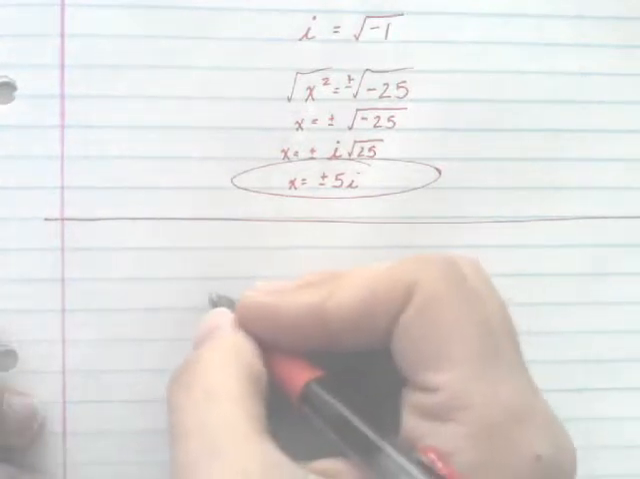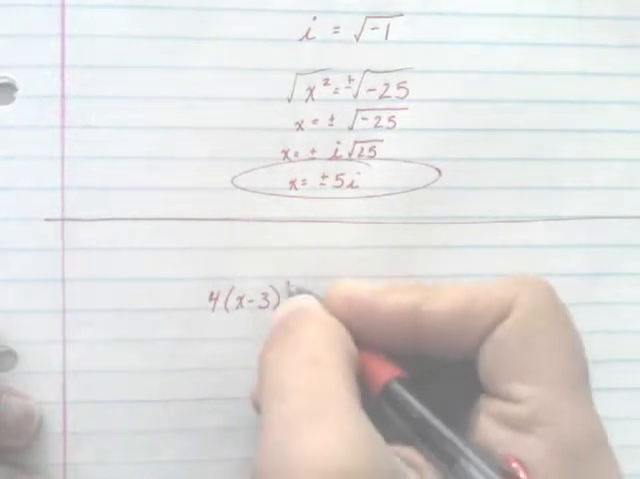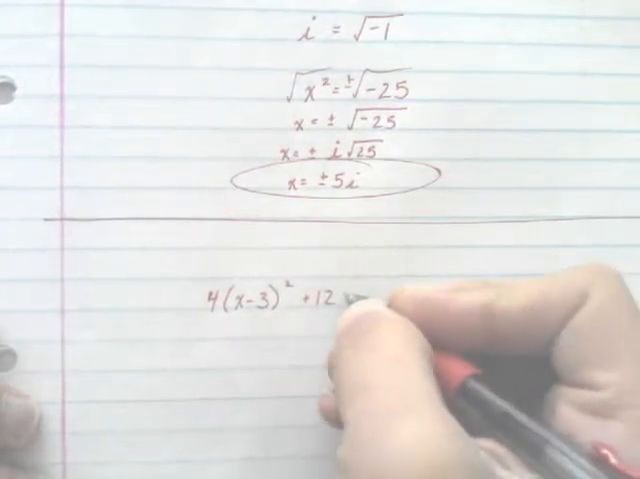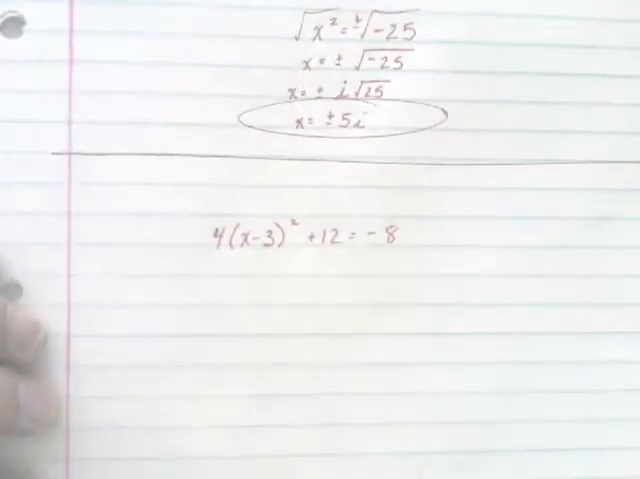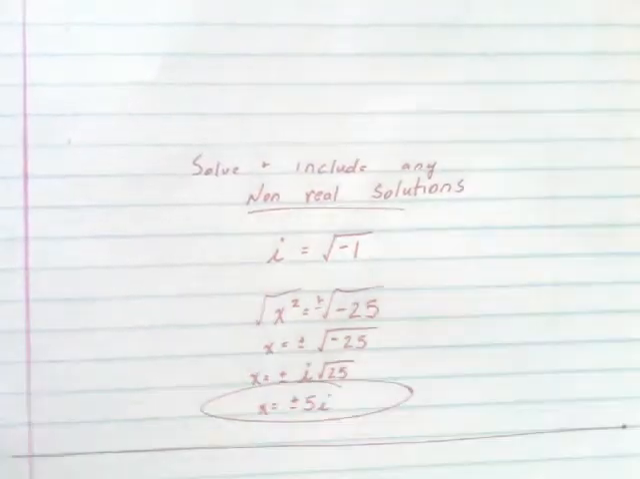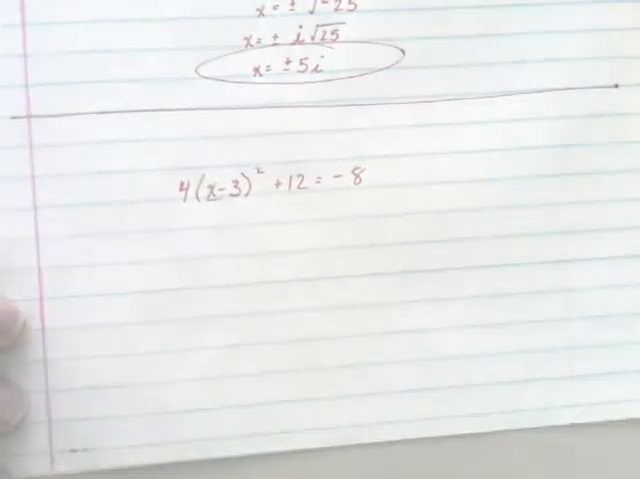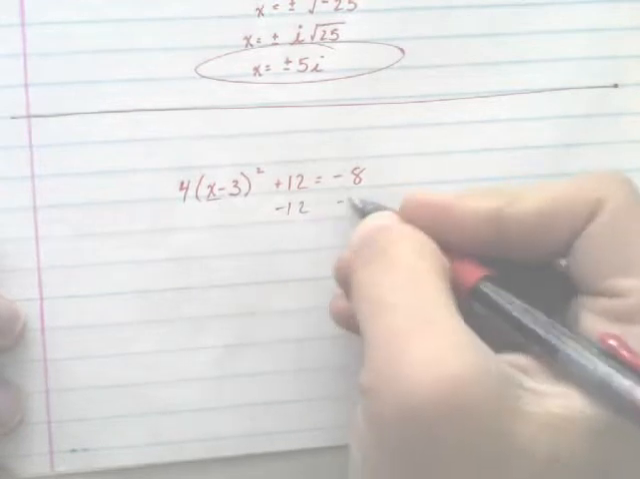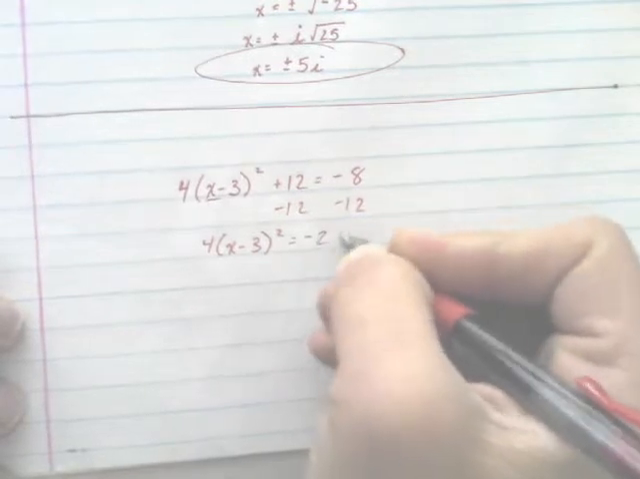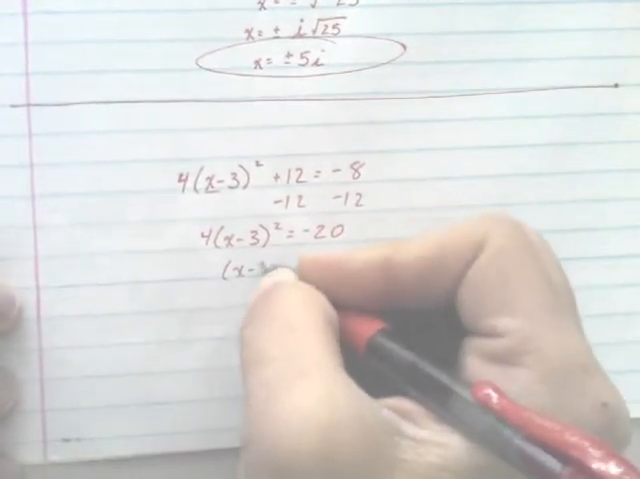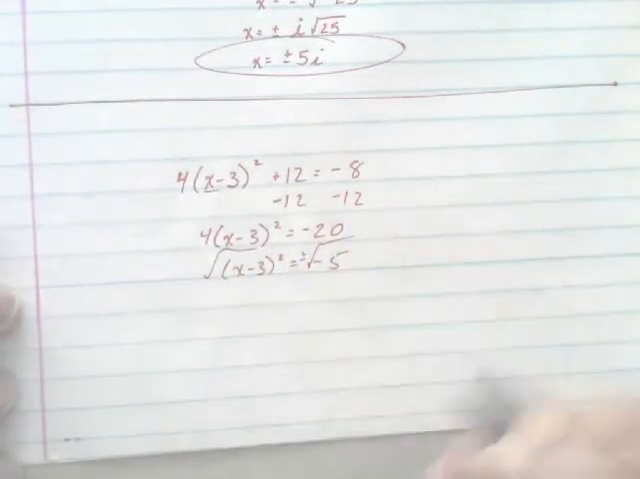So similarly, if I have an equation, say 4 times (x minus 3) squared plus 12 equals -8, now we're asking you to solve that equation and include any non-real solutions again. Because there's only that x, I'm going to take the root using the radical here. I'm going to subtract 12. So 4 times (x minus 3) squared equals -20. Divide by 4. (x minus 3) squared equals -5. Square root, positive or negative.